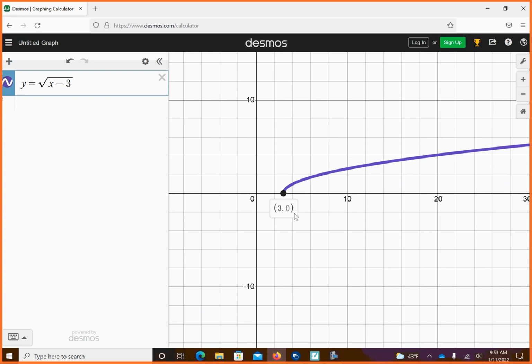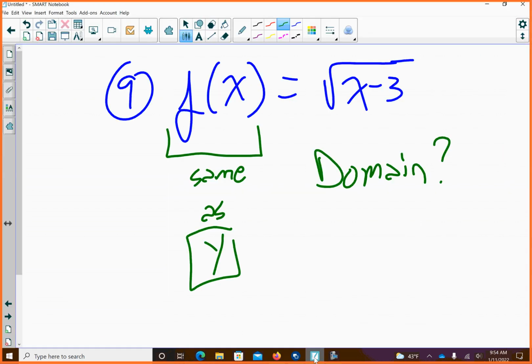So my domain of this function is going to go from square bracket 3 to infinity. Infinity always has a soft bracket or a parenthesis. Okay? It's a square bracket because we could see where the graph started. It started exactly at that point. We include that point. That point didn't create something that's undefined because I could do the square root of 0. The square root of 0 is just 0. Okay?